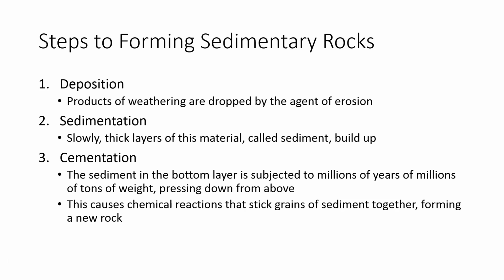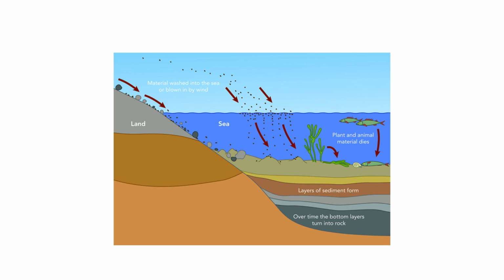So sedimentary rocks form in 3 steps: deposition, sedimentation, and cementation. So a sedimentary rock forms when sediments are deposited, gradually building up, and then eventually sticking together to form a new rock. Have a look at this diagram, copy it into your book.